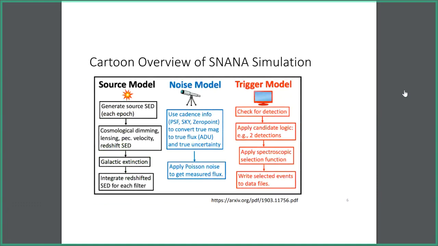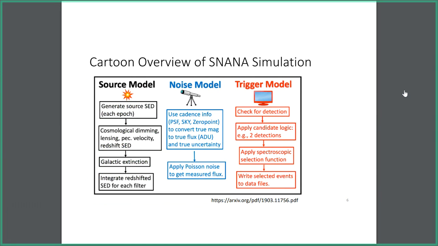Next slide. So here's kind of a cartoon of how the simulation works. You can think of it as three parts. First, there's an underlying source, an SED source, and then that light from the source travels through the expanding universe, goes through some dust, and eventually goes through a filter in your telescope. Then there's the noise model that says, well, this is what the instrument reports, some flux in ADUs or photoelectrons with some fluctuations.